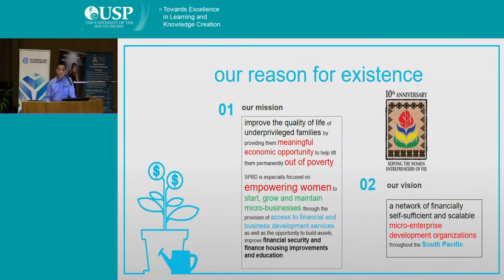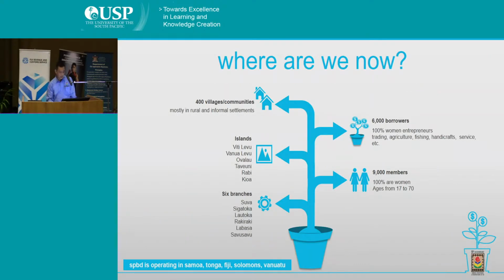So we provide them financial services, also business development services, as well as other opportunities that they can build their assets so that they are more financially secure, and at the same time they can improve their homes and of course send their children to school. Our vision is to have a network of financially sufficient and scalable micro-enterprise development organizations throughout the South Pacific. As I've said, we are already in 5 countries.